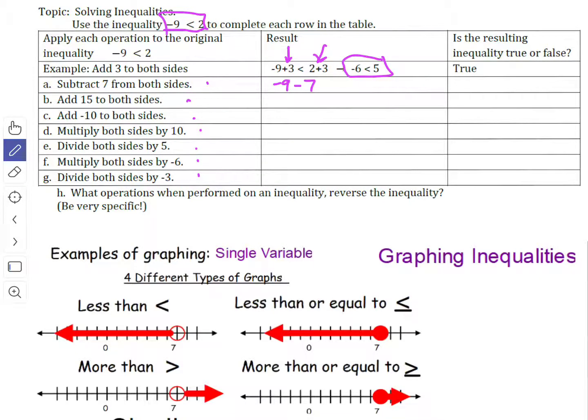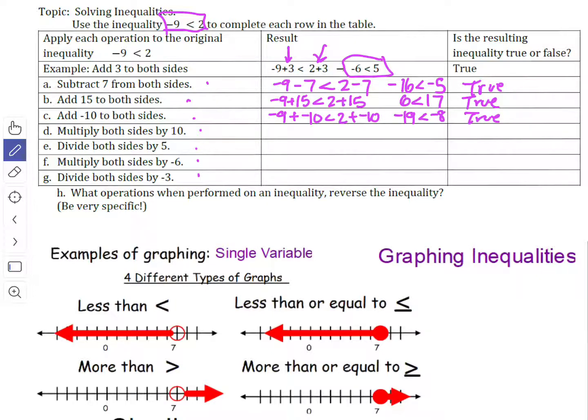So negative 9 minus 7, is it still less than 2 minus 7? Negative 9 minus 7 is going to be negative 16. Is that less than 2 minus 7, which is negative 5? Yes, negative 16 is less than negative 5, so that would be true. Okay, now let's try the next one. We add 15 to both sides. Negative 9 plus 15 would give us positive 6, and 2 plus 15 is 17. Yes, 6 is less than 17. That is true. Add negative 10 to both sides. Negative 9 plus negative 10 is going to give us negative 19. 2 plus negative 10 is going to give us negative 8. And yes, negative 19 is less than negative 8.